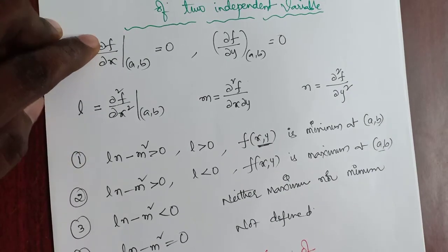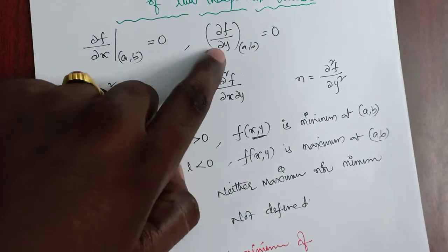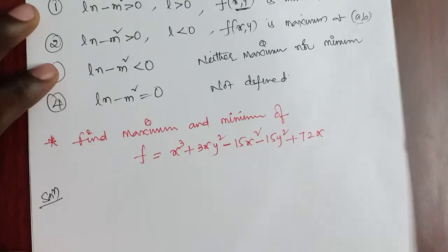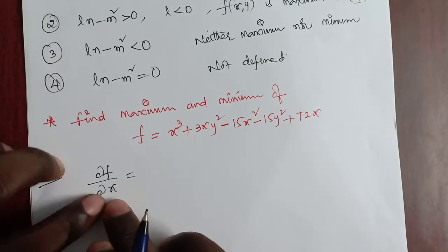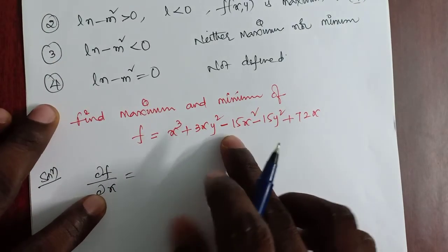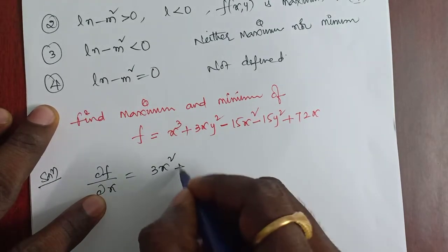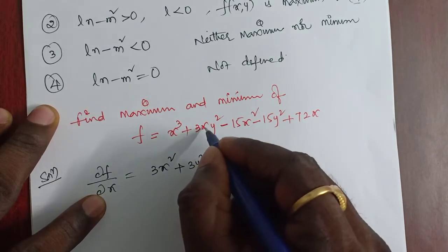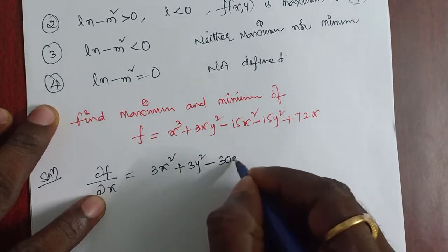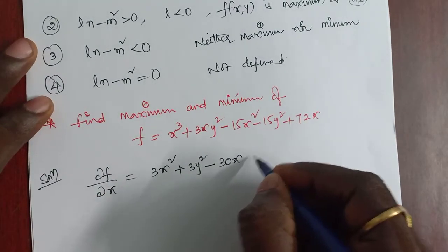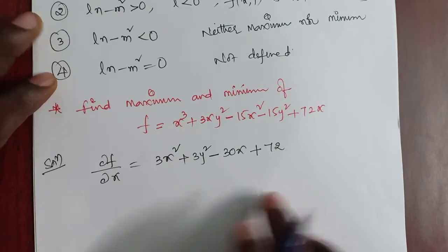∂f/∂x, the partial derivative with respect to x of the function, equated with 0, and then the partial derivative with respect to y, equated to 0. Now for ∂f/∂x, if we differentiate with respect to x, treat y as a constant. For x³ it is 3x², then 3y² times 1, minus 15 into, for x² it is 2x, so 30x. 15y² is a constant, so it is 0, plus 72 times 1, for x it is 1.